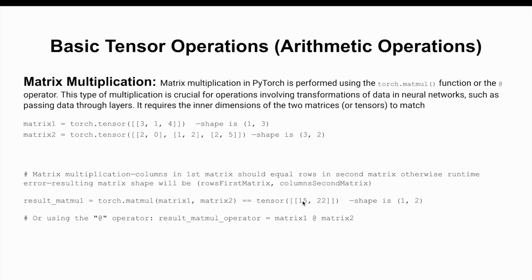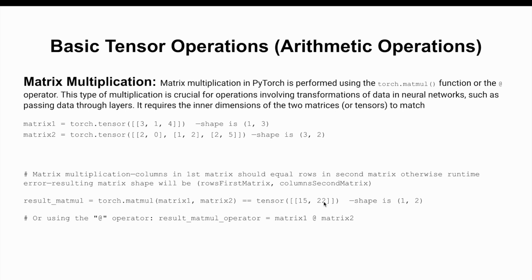for the multiplication. And then we do the same thing for the second column in matrix 2. We go to 3 times 0, which is 0. Then we go to 1 times 2, which is 2. So 2 plus 0 is 2. And then we go to 4 times 5, which is 20. And 20 plus 2 is 22. And there we have it.